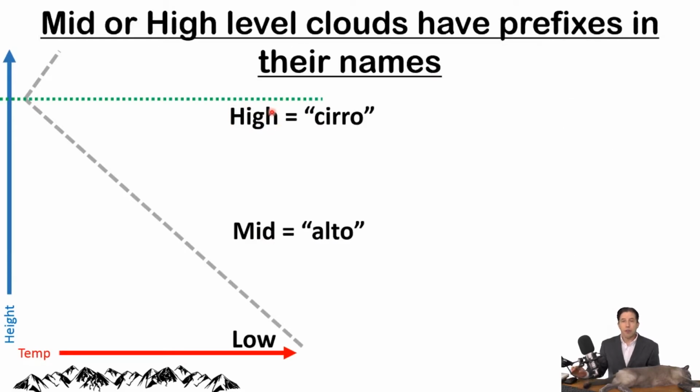So if we have a cloud that's in the upper part of the troposphere, we call it a high cloud, it is going to start with the prefix cirro. If we have a cloud that's sort of in the middle, it's going to start with the prefix alto. If we have a cloud that's down low, it does not have a prefix at all.